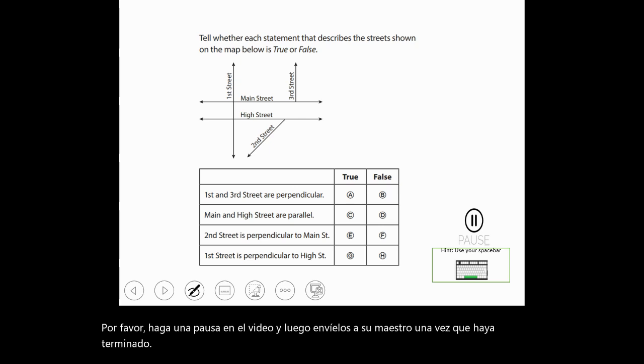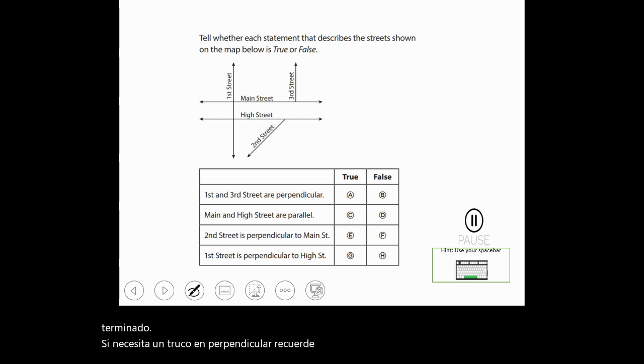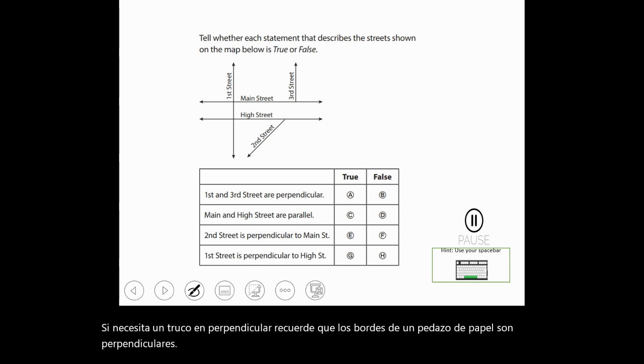If you need a trick on perpendicular, remember the edges of a piece of paper are perpendicular. They make a perfect right angle at their corner.